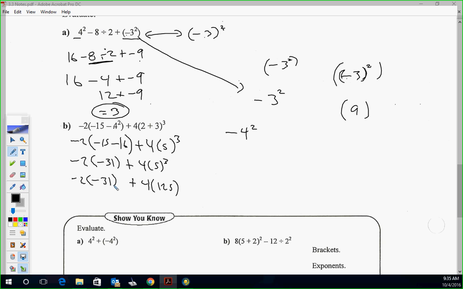So negative 2 times negative 31 is a positive 62, plus 4 times 125 is 500. So we get 562. Okay, questions or concerns?